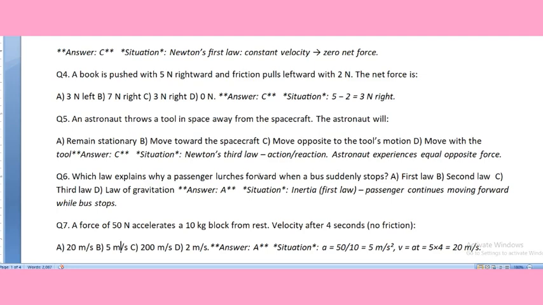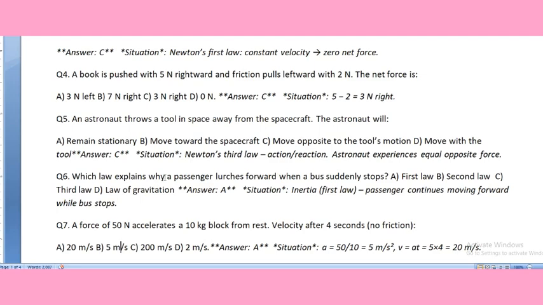The next one, question number 6, says, which law explains why a passenger lurches forward when the bus suddenly stops? Choice A, first law. Choice B, second law. Choice C, third law. Choice D, law of gravitation.